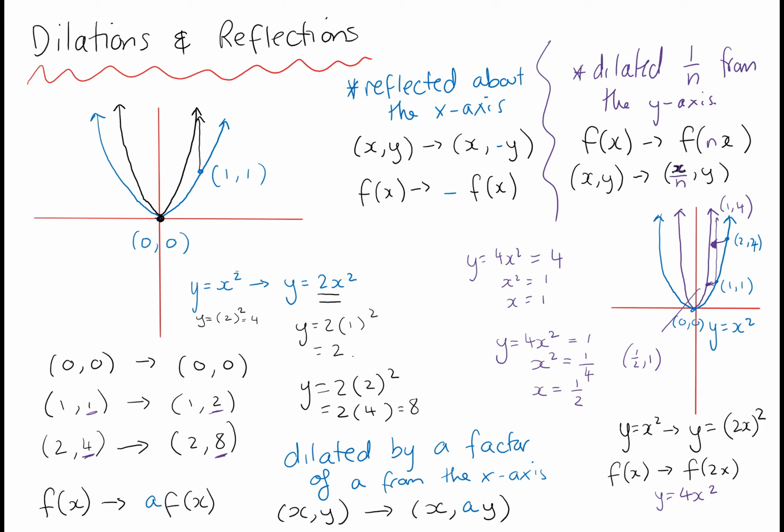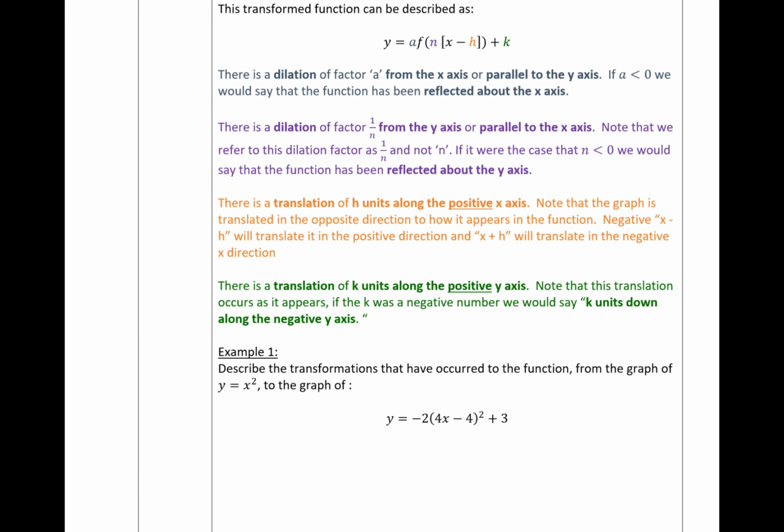So this is where that dilation gets tricky. If you saw it inside the brackets, you need to describe it as 1 on n. If it was a reflection in the y-axis, so if that was negative, you'd see that the x-coordinate would become negative, and you'd see a negative inside the brackets. So, that's a lot of information to digest, but let's have a look at what it looks like in practice.